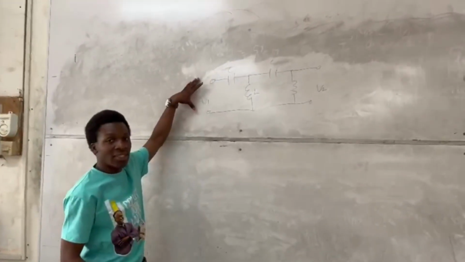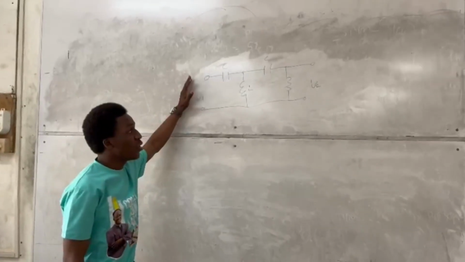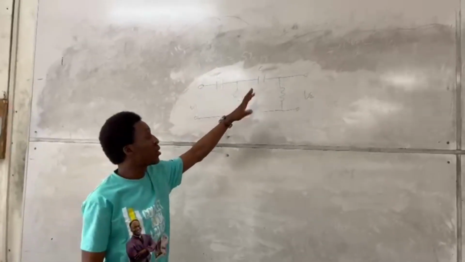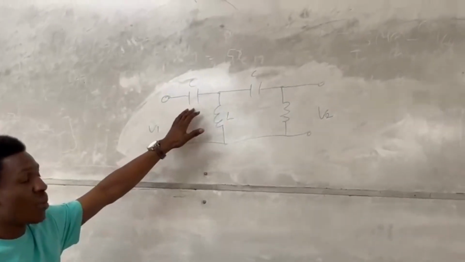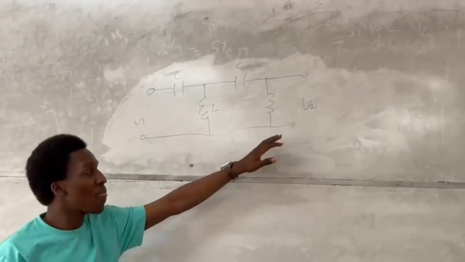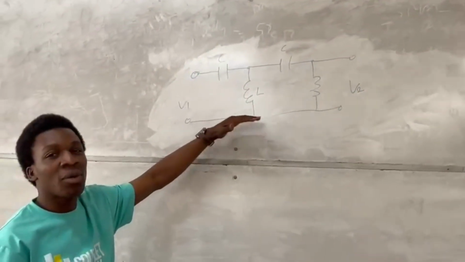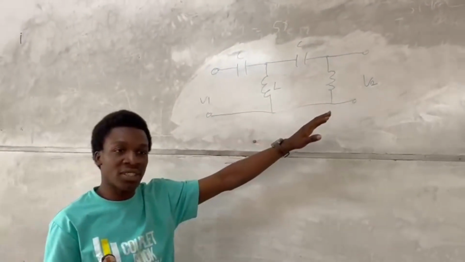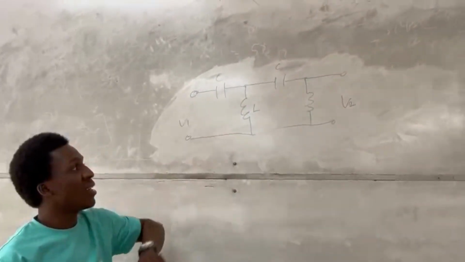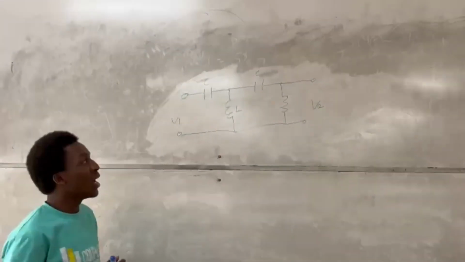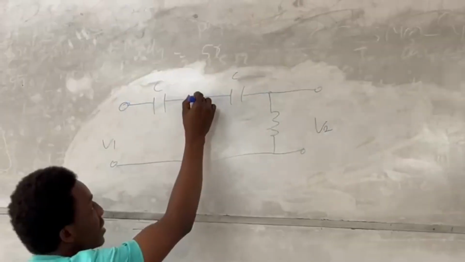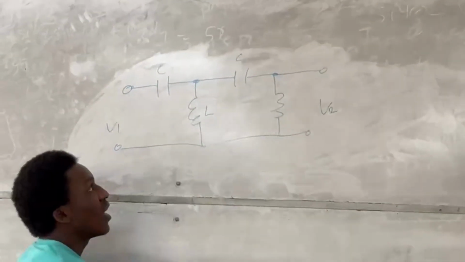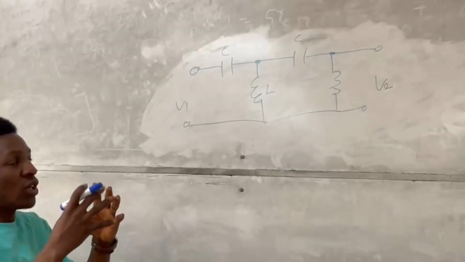Looking at the diagram given for the circuit, we can identify some components in the circuit: two capacitors and two inductors. Now, looking at this circuit, how are we going to implement it to get the transfer function? You can see that from this circuit, we have two nodes, intermediary nodes. That's where all the components join.